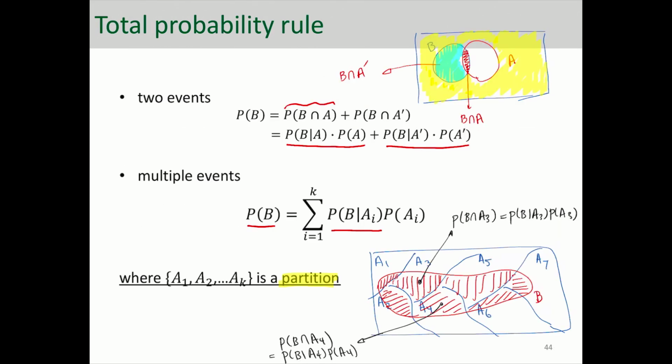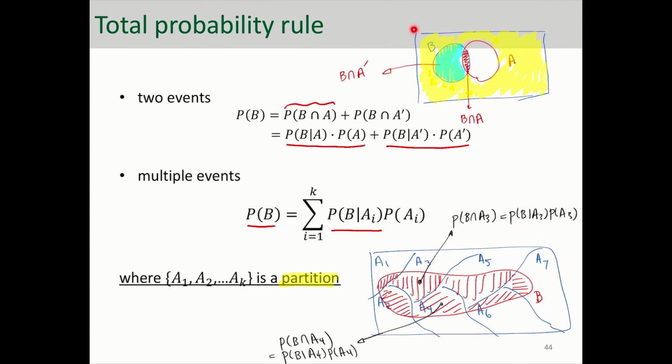So that's why, when you have even multiple events, the probability of B can be written as these intersection areas that you add together. That's the essence of the total probability rule. But you have to be really careful that you need to have a partition. Otherwise, this rule does not apply. If you only have a partition in your sample space, that rule applies.